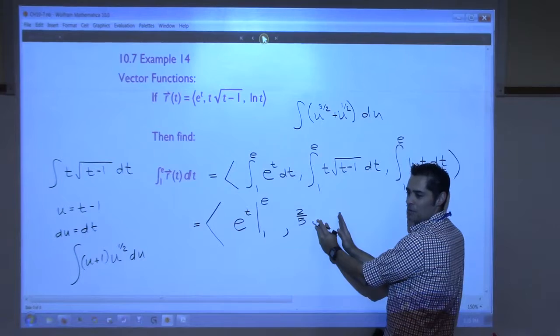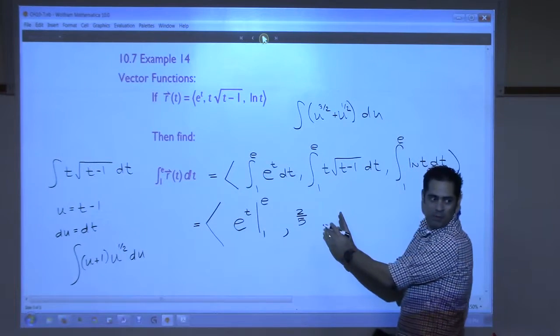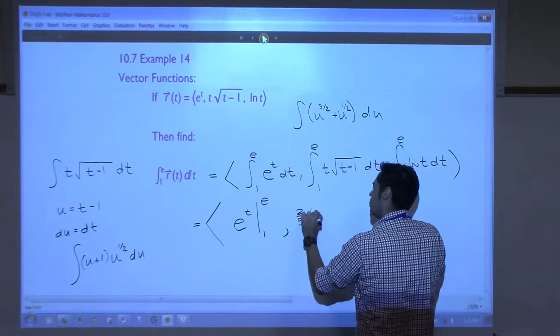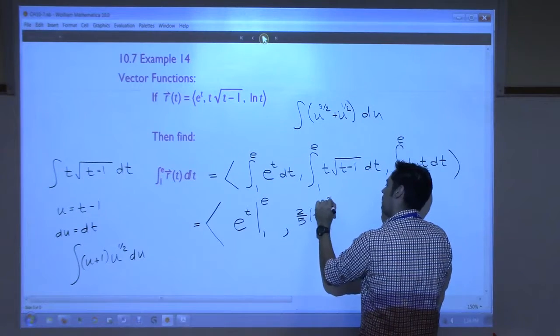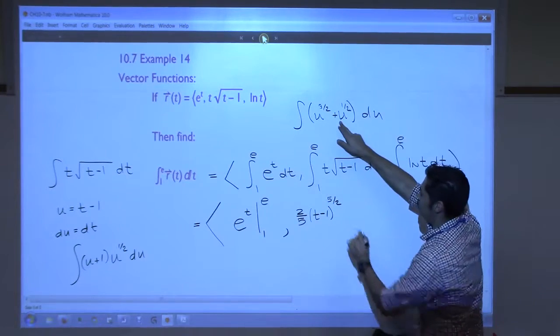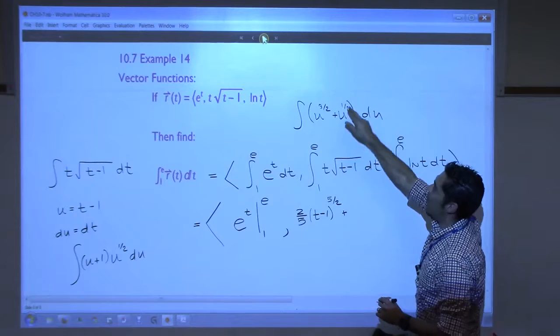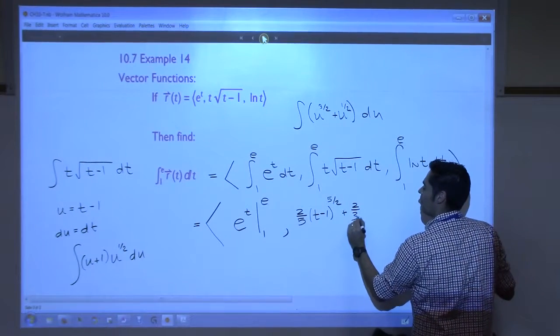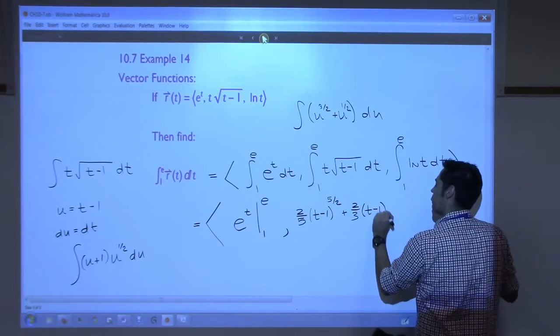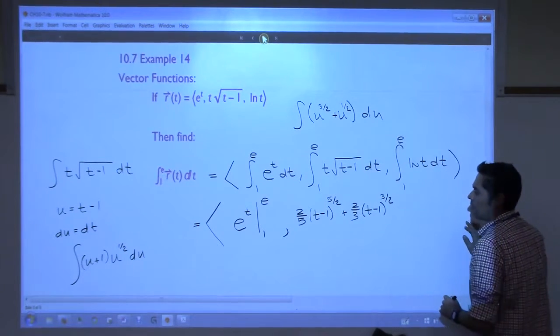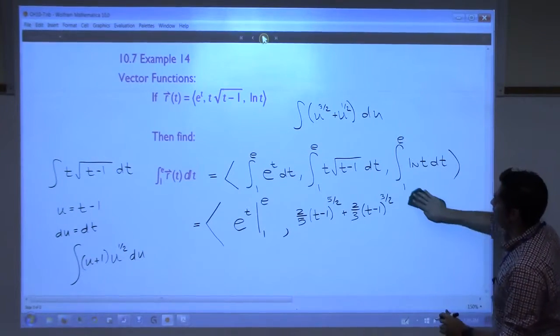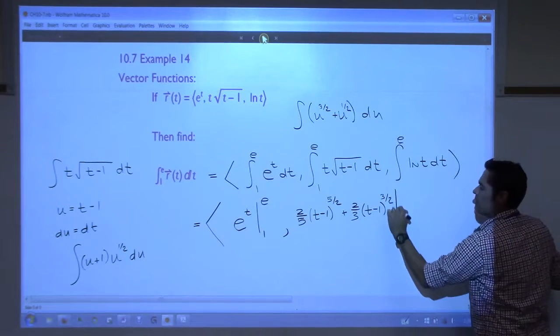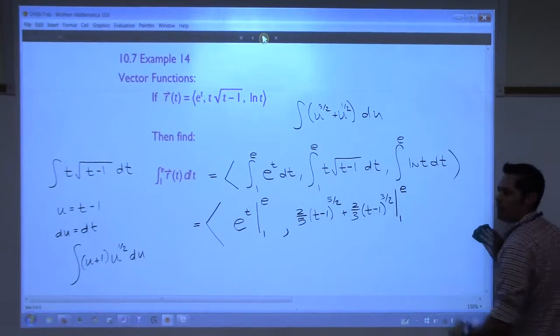What's u, though? T minus 1. So t minus 1 to the 5 halves. Then plus, what's the antiderivative of u to the half? 2/3 u to the 3 halves. And I'm evaluating that from 1 to e, right?